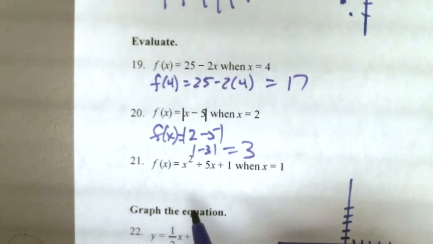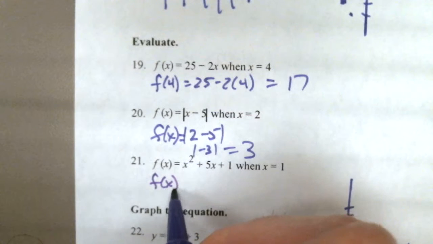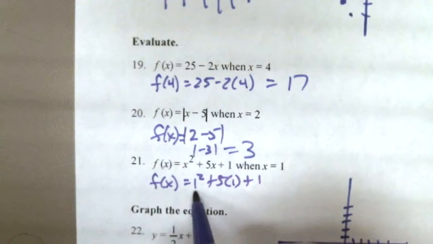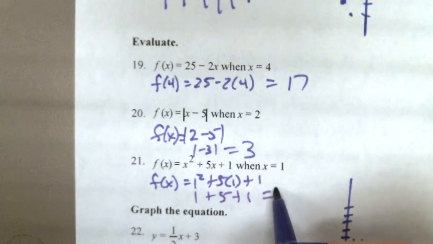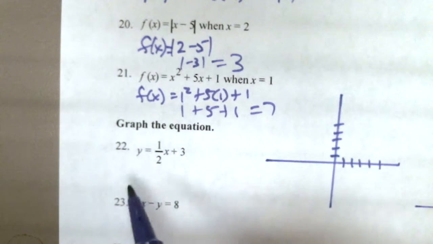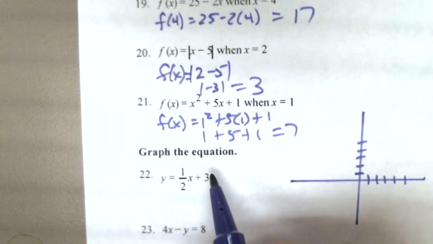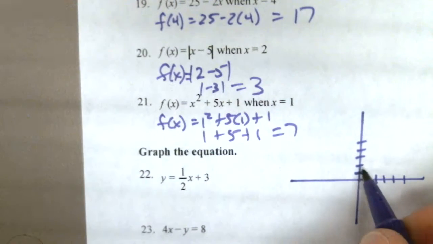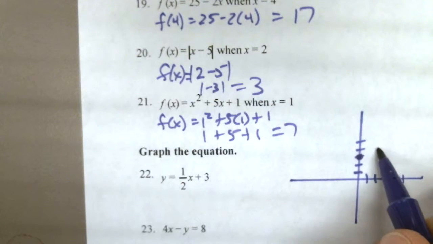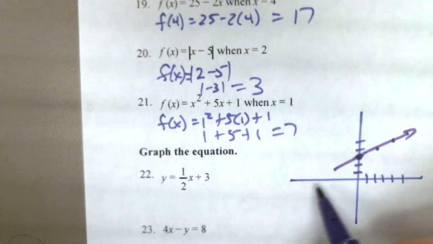Question number 21. If I plug in 1 in for x, I get 1 squared plus 5 times 1 plus 1. 1 squared is 1 plus 5 plus 1 is 7. Question 22, they want us to graph this equation. If we graph, the y-intercept is 3, and my slope is 1/2. So up 1 over 2, up 1 over 2, and I get a graph that looks like that.